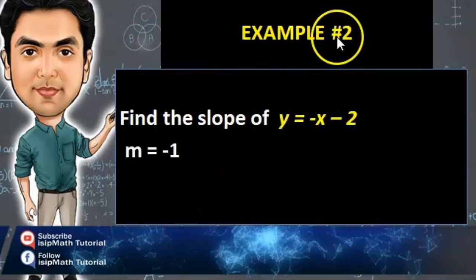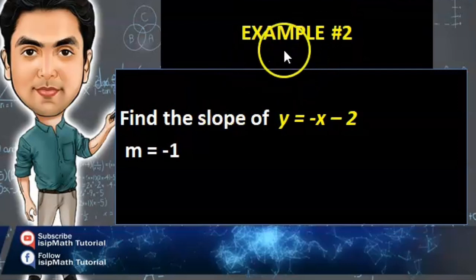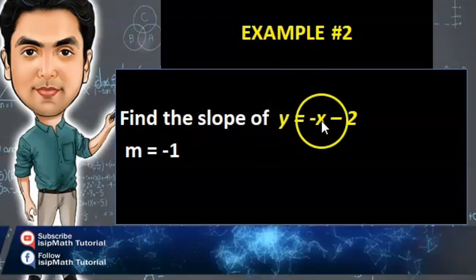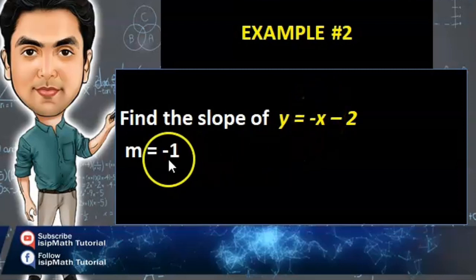For our example number 2, we have to find the slope of the line given this equation, y equal to negative x minus 2. So since this is in the form of y equal to mx plus b, no need to rewrite this one. Okay, so automatically ma-determine na po natin yung slope. So the numerical coefficient of our x is negative 1. So therefore our answer is m equal to negative 1.